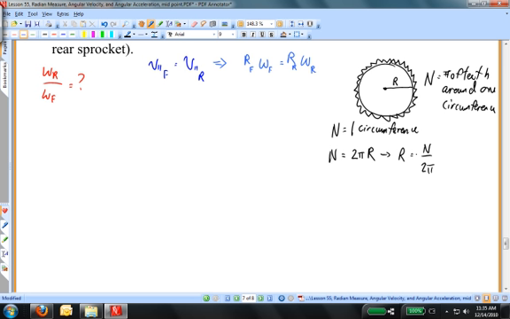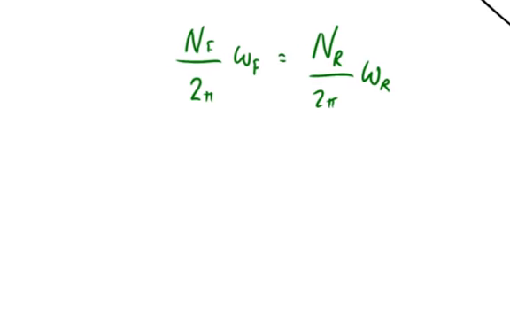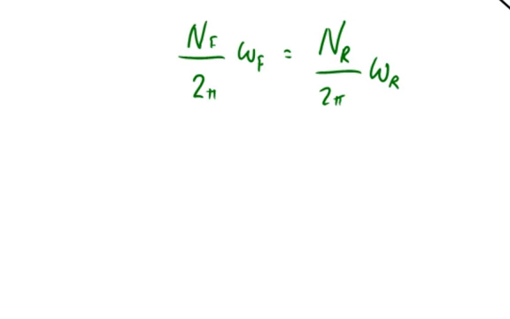Let's feed that into our relationship that relates the tangential speeds to each other. The tangential speed equation becomes that the number of teeth in the front divided by 2 pi times omega front is equal to n rear divided by 2 pi times omega rear. The 2 pi's are going to go, and now I have a relationship that I can put into a ratio.